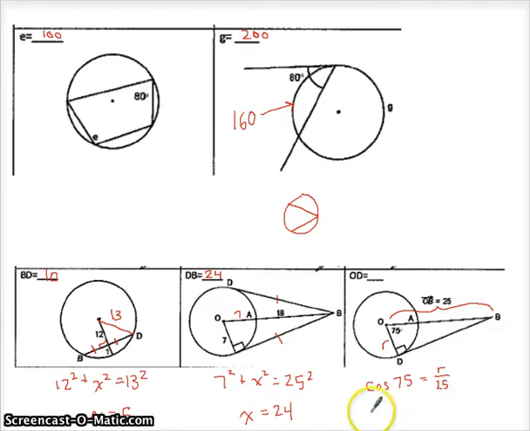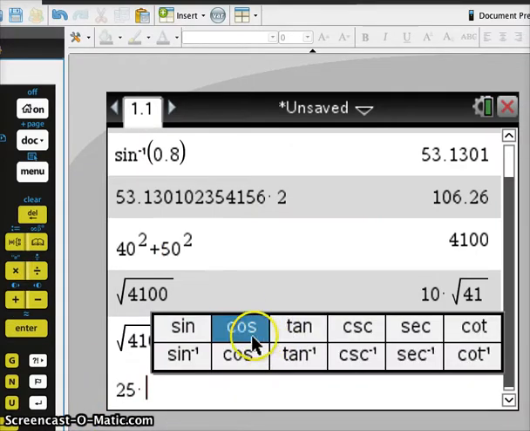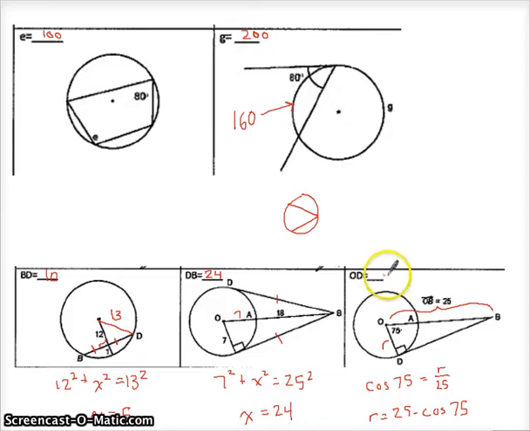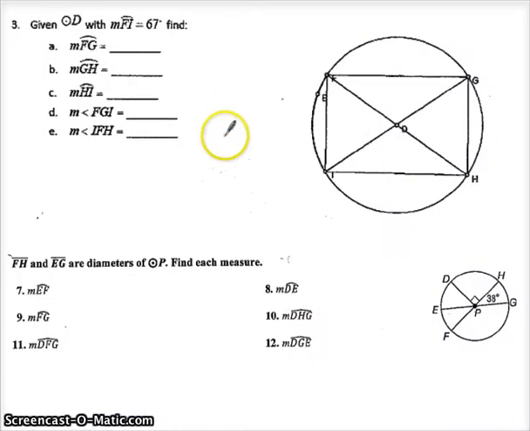So what I want here is 25 times the cosine of 75, which is 6.47. So it's not exactly like the last one, 6.47. Okay. Just draw it here because I don't have much room on that little tiny blank. Okay. Great. Almost done here.